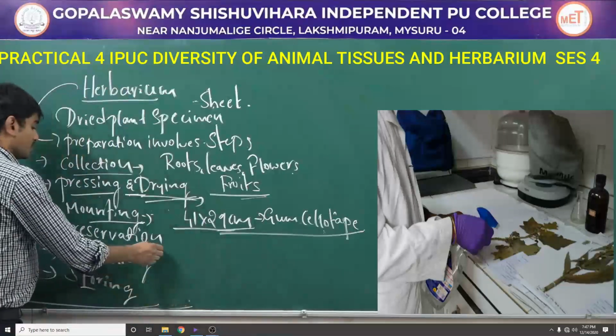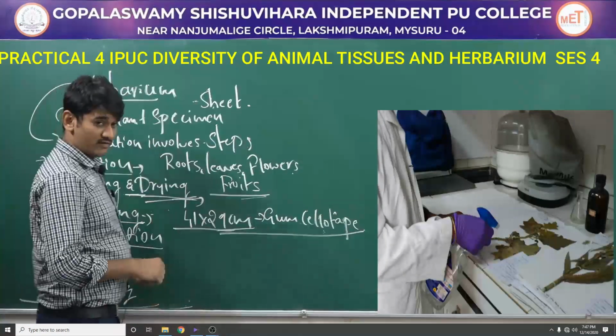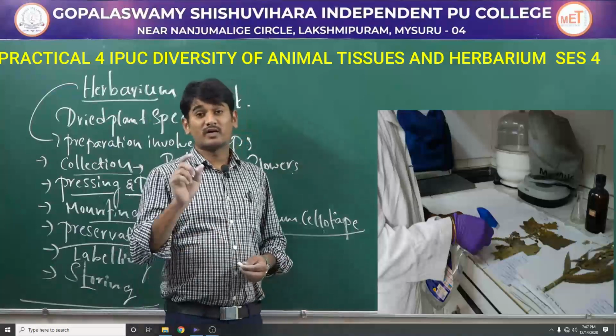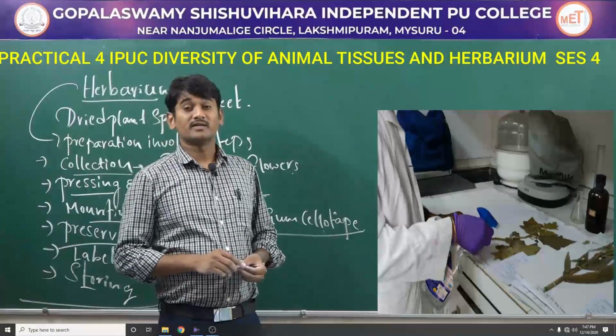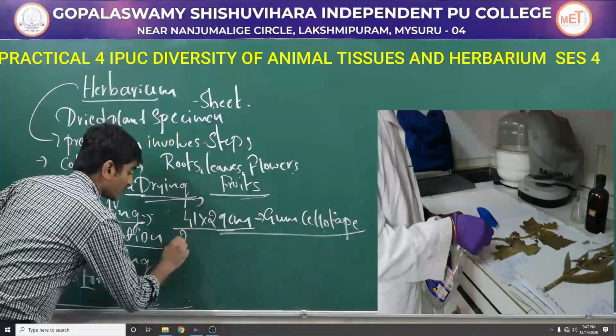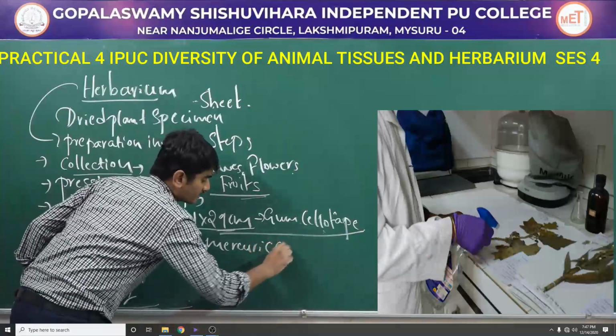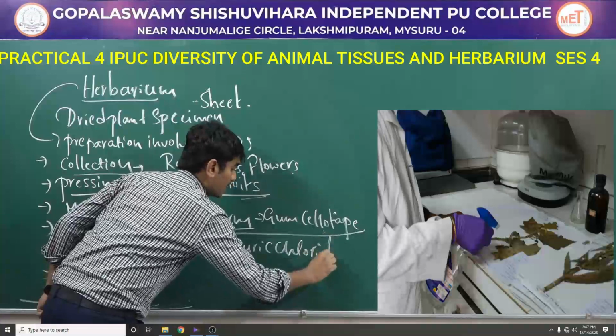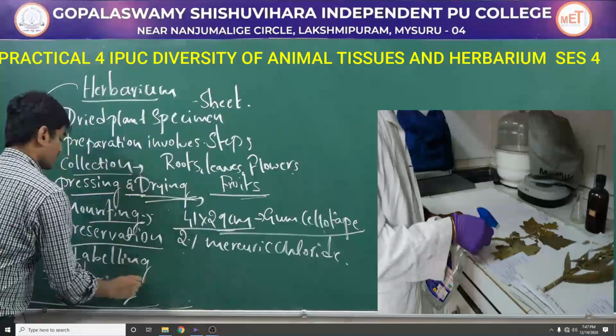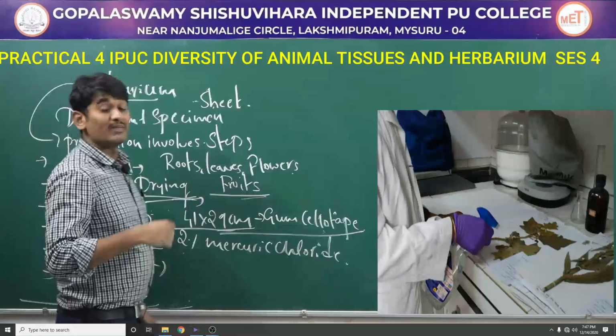The fourth one is preservation. After mounting, we have to preserve the herbarium sheets using 2% mercuric chloride. And after preservation, we have labeling.